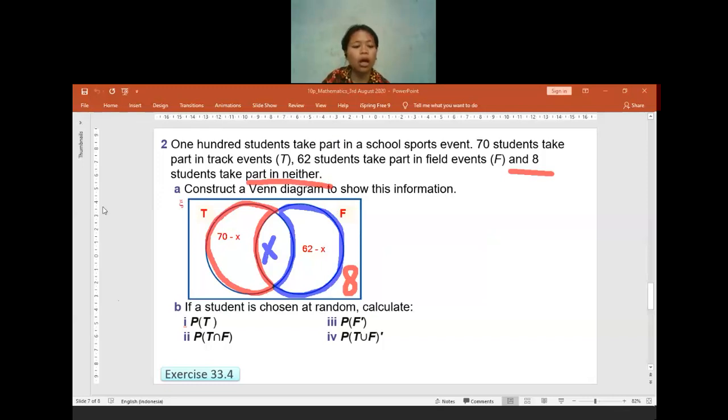So now if we are going to find how many is X, we know that in total 100 students take part. So in total it is 100. 100 will equal 70 minus x, this is for the place that I put a red highlighter, and then I add the intersection. The intersection is x, and then I add it with the place in the blue highlighter.